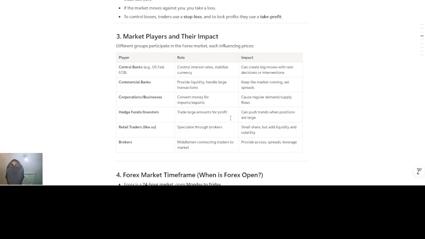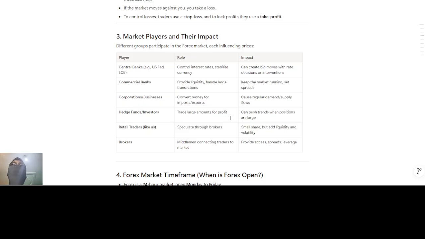So the second guys you have after the central banks are the commercial banks. These might be your banks in your home country, the Stanbic, the Centenary, the Equity. These guys provide liquidity and handle large transactions. So they keep the market running. That's why they also have mini Forex bureaus inside them, to exchange currencies. Those are your banks around you.